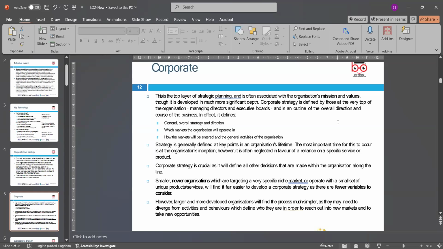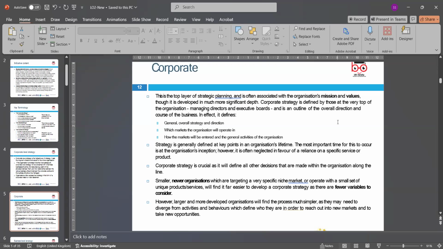So what is decided at the corporate level? You tell the rest of the organization what direction they are going to follow. Which markets the organization will operate in, how it will enter them, and the general activities of the organization, what kind of products you will be introducing, which geographical markets you are going to enter. Such kinds of decisions are made at this level, and obviously you are going to make a decision about resource allocation also.